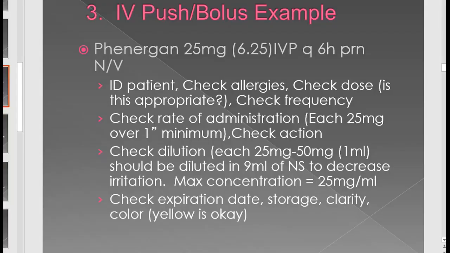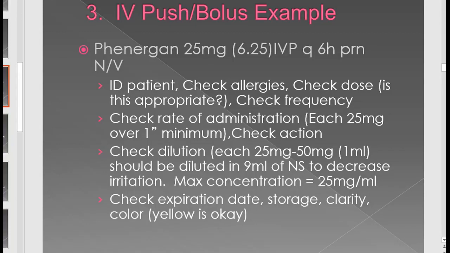That is SAS. There are a lot of different factors that you have to consider when you're giving any kind of IV push medication. So let's use the example of Phenergan. The order here would say maybe 25 milligrams, which really we only give 6.25 milligrams now, IV push every 6 hours PRN for nausea and vomiting. Well, of course, you're going to have to do your 5 rights and your 3 checks.